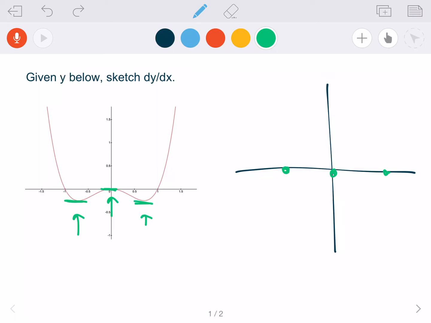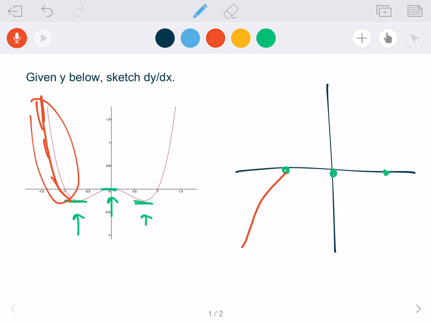So then I look at each region in between those zeros. I'm going to look at this region first. And first thing I ask myself is, is this thing positive or negative? The slopes here are all negative. That tells me I'm going to be below the x-axis. So a negative slope means I'm below the x-axis on the derivative. And I see that it starts steep and has to approach 0. So it starts at a high number and has to approach 0, like that.